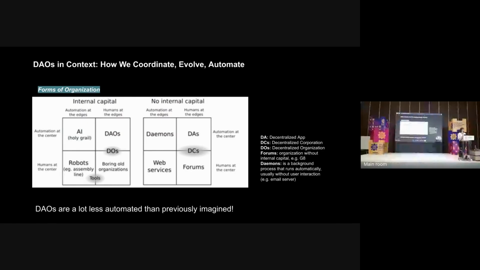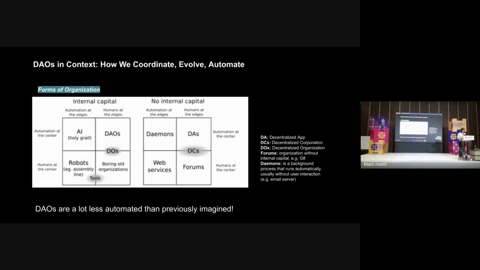And DAOs, at the center of this, were imagined as self-running entities. So code at the center and humans only at the edges. So that was the idea of a DAO. As you see, there's a lot of nuance here, and forums, for example, an organization not managing any capital would be, for example, the G8 forum, right? So just to give you a taste.